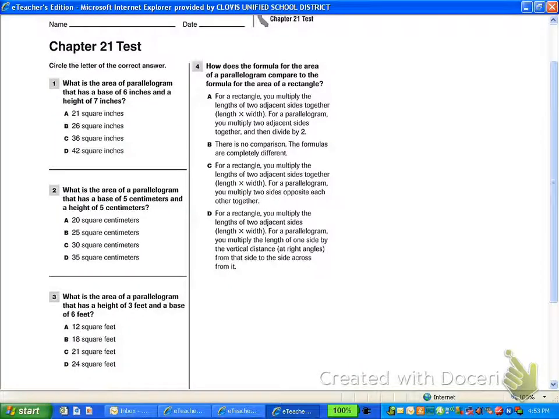Now they're not always going to give you a square or a parallelogram. They're going to give you a word problem, and you'll have to draw it yourself. For example, number 1 says, what is the area of a parallelogram that has a base of 6 inches and a height of 7 inches? Well, if they just give you 2 numbers, you know all you have to do is multiply 7 times 6, and you'll get 42.